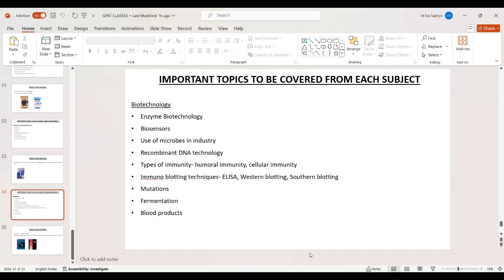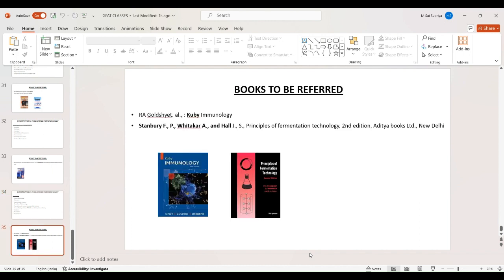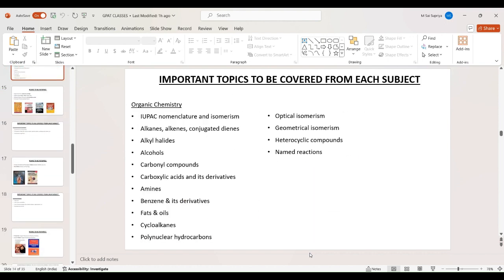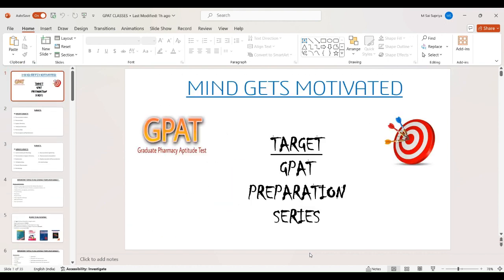Then biotechnology, very few questions. Either they will ask one or they'll not ask at all. But for the safer side, I have just mentioned what are the topics to be referred, like enzyme biotechnology, biosensors, use of microbes, then rDNA technology. Okay, types of immunity, immunoblotting techniques like ELISA, then mutations, fermentation, and blood products. So books to be referred, I found only these two textbooks actually. So if you find other ones, please let me know in the comment box. And for immunology, Kuby, and for principles of fermentation technology, Stanbury, Whitaker and Hall is there. So these are the topics or the subjects.